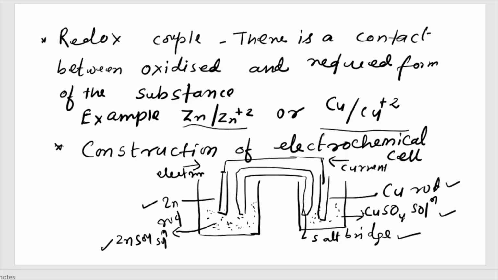What is the function of the salt bridge? We will see later. Now, here, electrons move towards copper. From where? From zinc. Electrons move from zinc to copper. And how does the current move? Current moves from the copper rod to zinc, just opposite. Electrons move from zinc to copper, current moves from copper to zinc. And this is the simple diagram for an electrochemical cell, or galvanic cell, or voltaic cell.